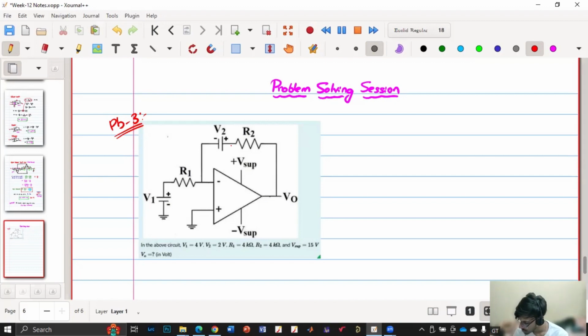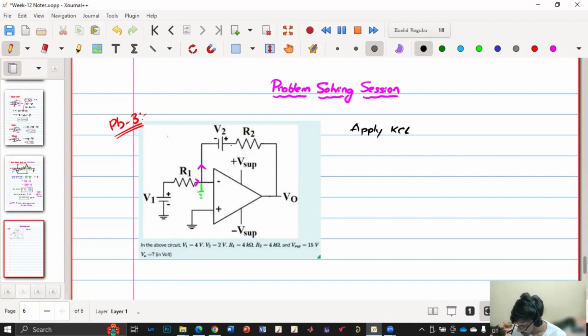Now we know that for an ideal op amp, this current is 0, and this terminal is short circuited with this, so this is also 0. I mean grounded. So current here is not there. Whatever current is coming over here is going over here, and this is ground because they are internally shorted. Now you apply KCL. Can you tell me the equation?